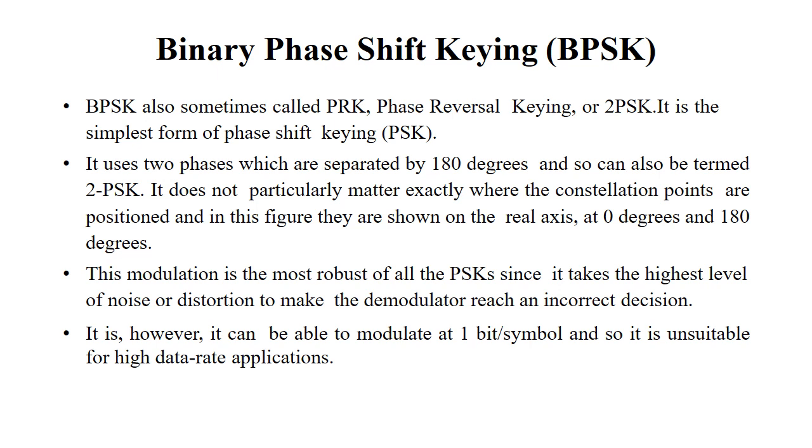In this modulation, the constellation points are positioned in the figure on the real axis at 0 degrees and also at 180 degrees. This modulation is the most robust of all PSKs since it takes the highest level of noise or distortion to make the demodulator make an incorrect decision. It can modulate 1 bit per symbol and it is unsuitable for high data rate applications.